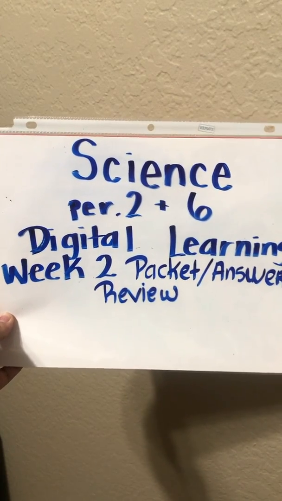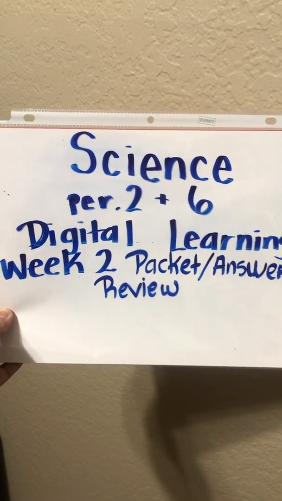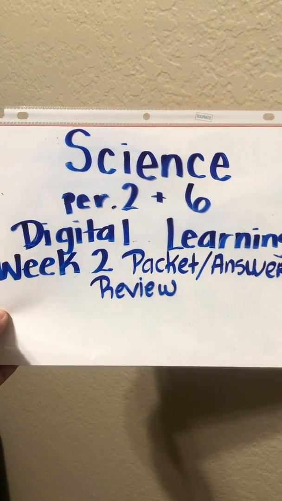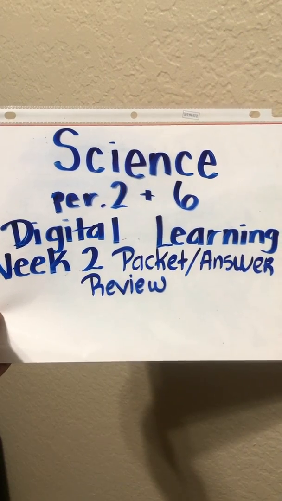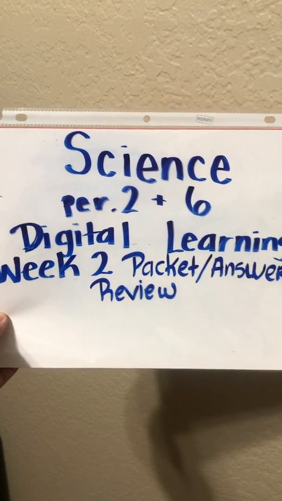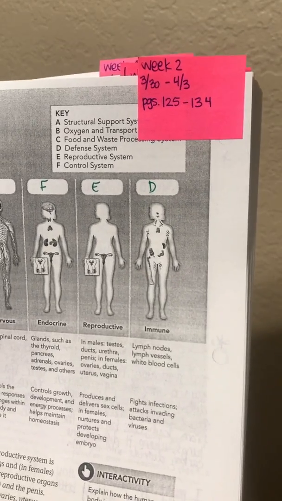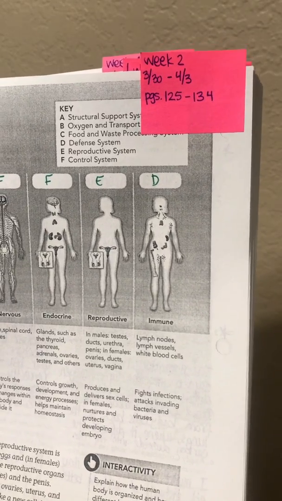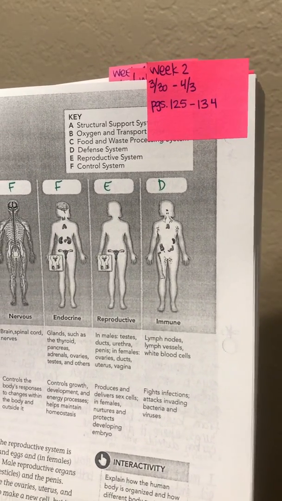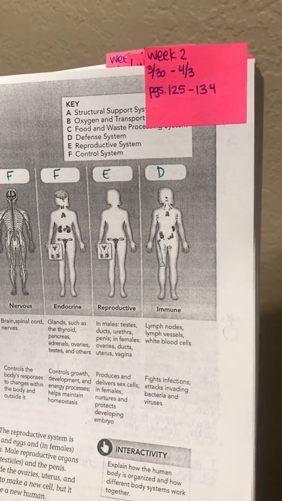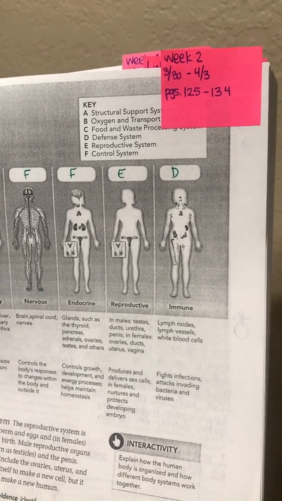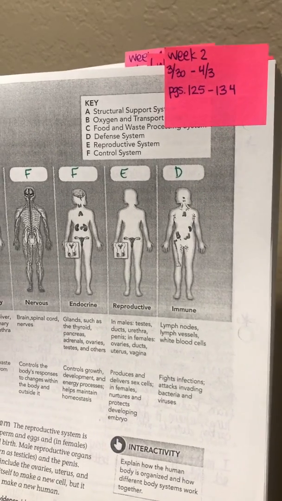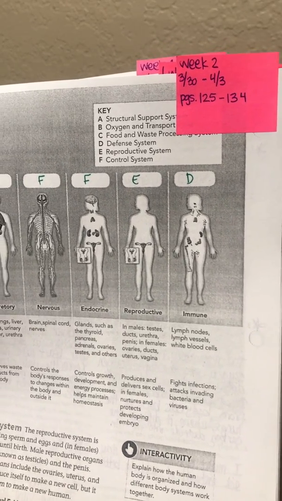So we are going to go over our digital learning week 2 packet answers for science period 2 and 6. So follow along with me and have your packet out. Okay, so for week 2, we were supposed to read pages 125 through 134. If you are unable to read those pages or you had trouble answering any questions, follow along, fix your answers, or fill in your answers. But let's go ahead and go over the pages for that.